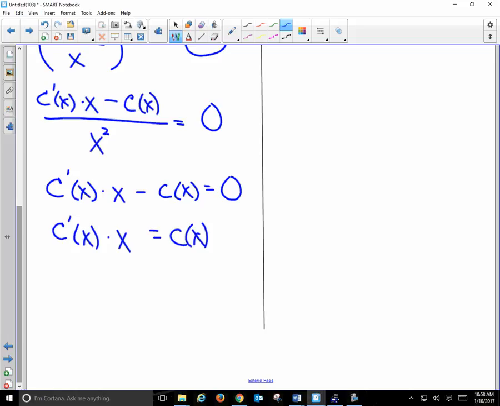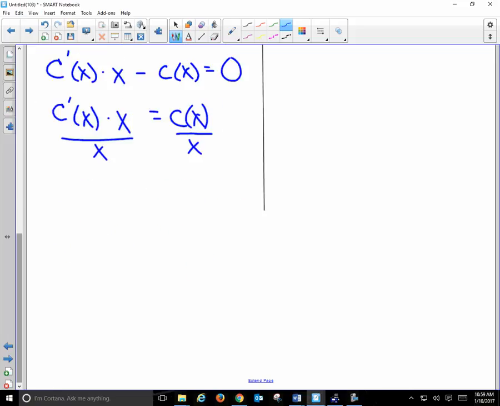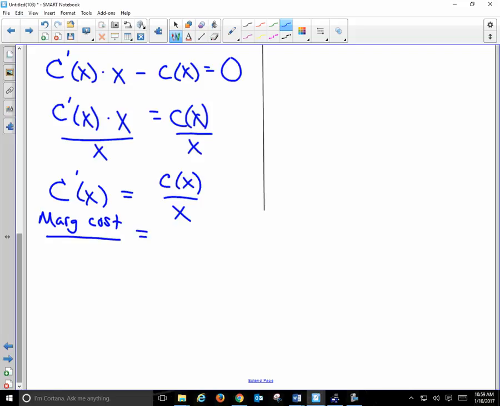Does anybody see the next step I can do? If you divide by X, you come up with our final expression, which is C prime of X is equal to C of X divided by X. What do we refer to C prime of X as? Marginal cost. So when the marginal cost function is equal to, what is C of X over X? Average cost. So when those two are equal, that is when you have minimized the average cost function. Every time.